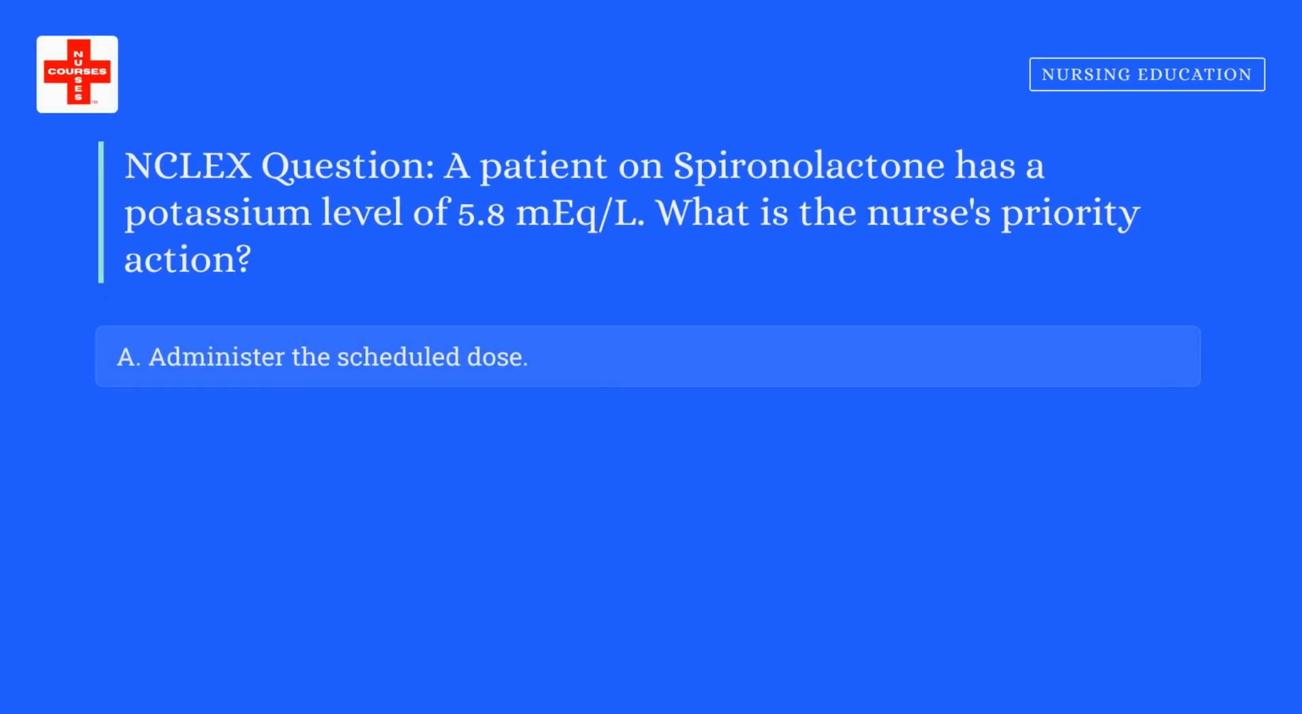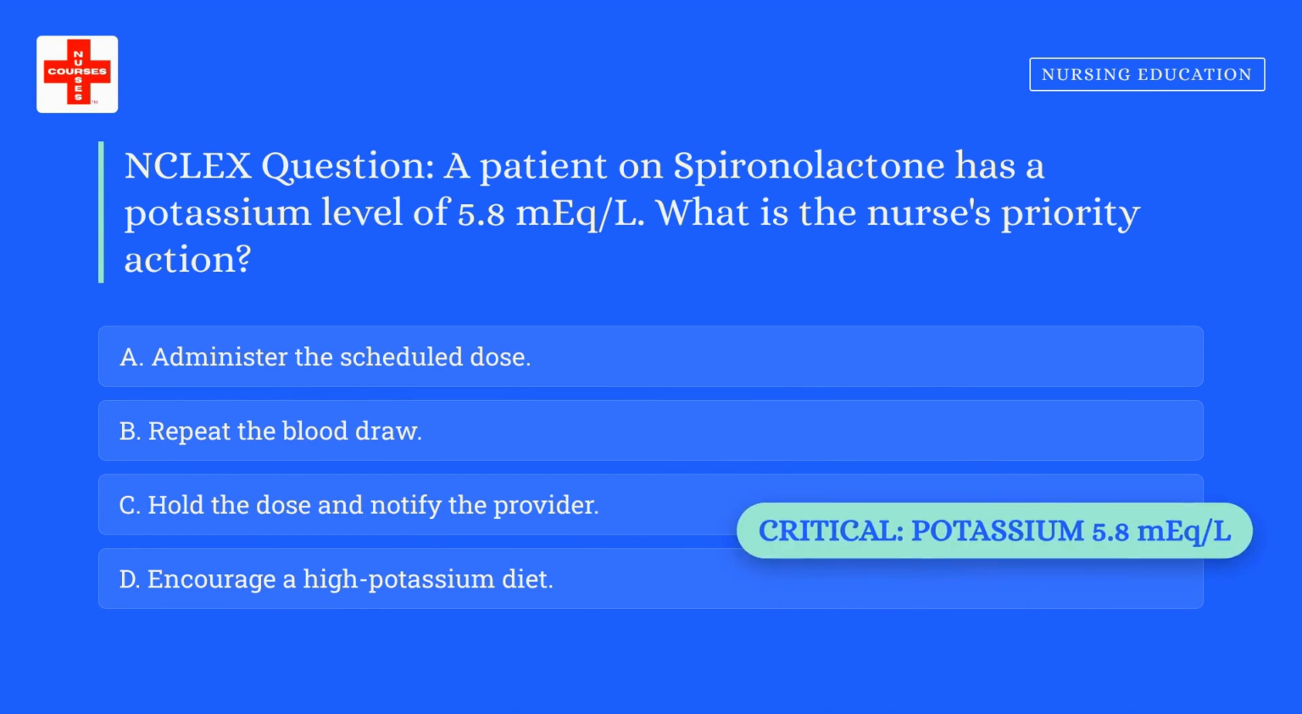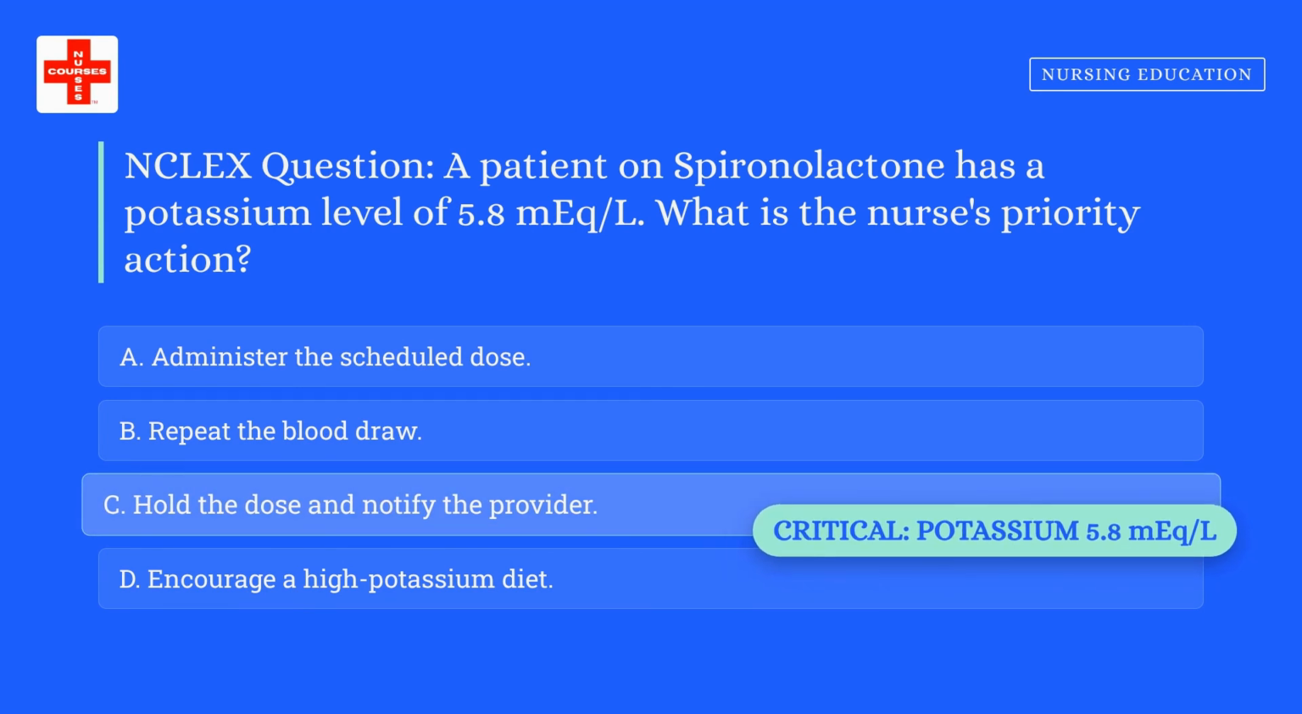Exam question time. A patient on spironolactone has a potassium level of 5.8 milliequivalents per liter. What is the nurse's first action? Should the nurse administer the medication as ordered? Should the blood test be repeated? Maybe the dose needs to be held and the provider notified? Or should the nurse encourage the patient to consume a potassium-rich diet?